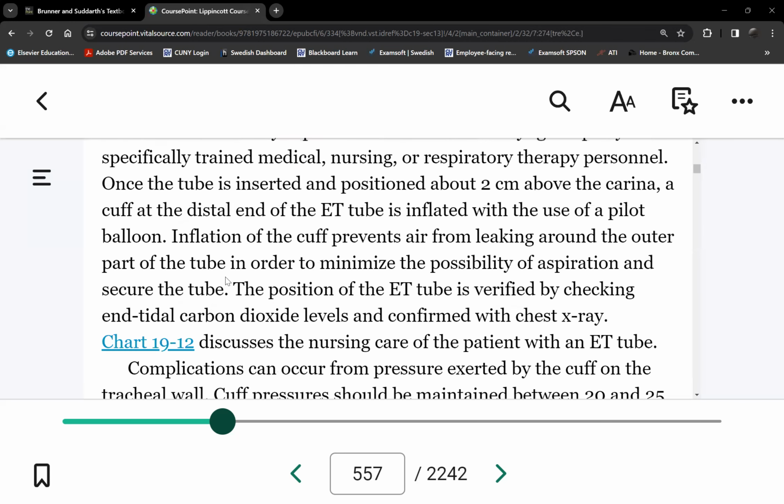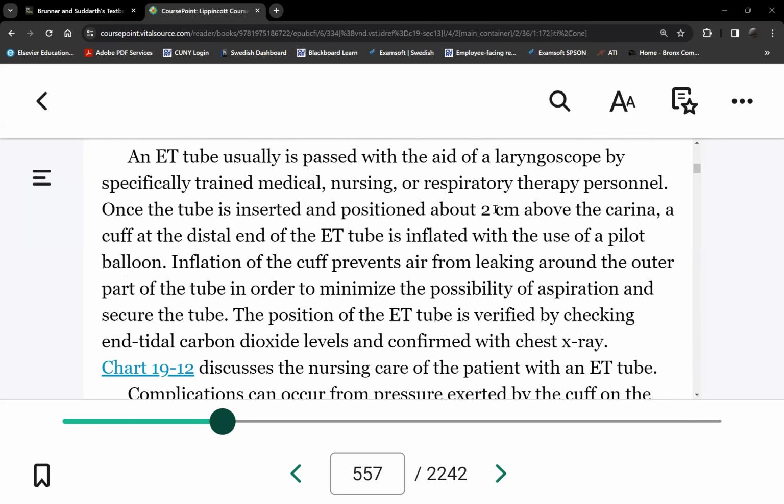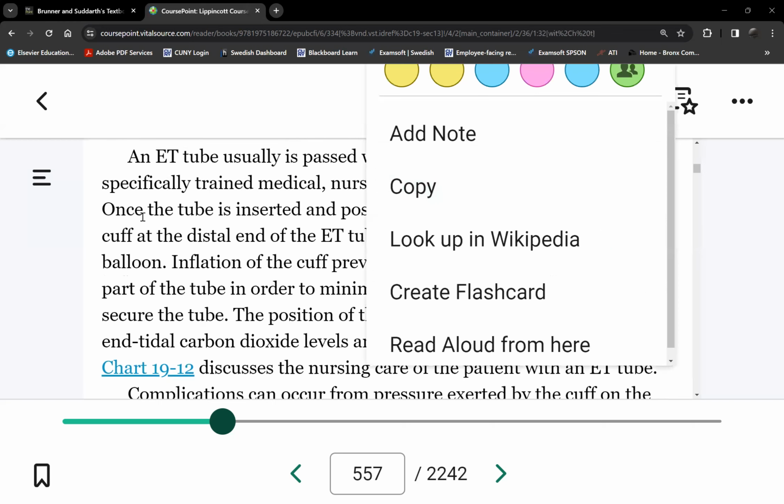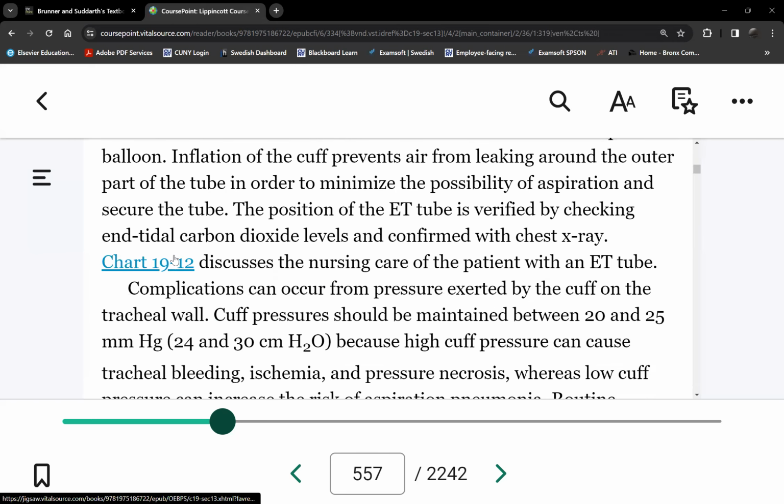End-tidal CO2. Okay. So it's not one, it's two. Okay. There should be X-ray, which shows it's 2 centimeters above the carina, and the end-tidal CO2 level, which will show us what? CO2 level. Okay, a low, a normal or high CO2 level. Are we clear? Okay, it can't be one or the other.